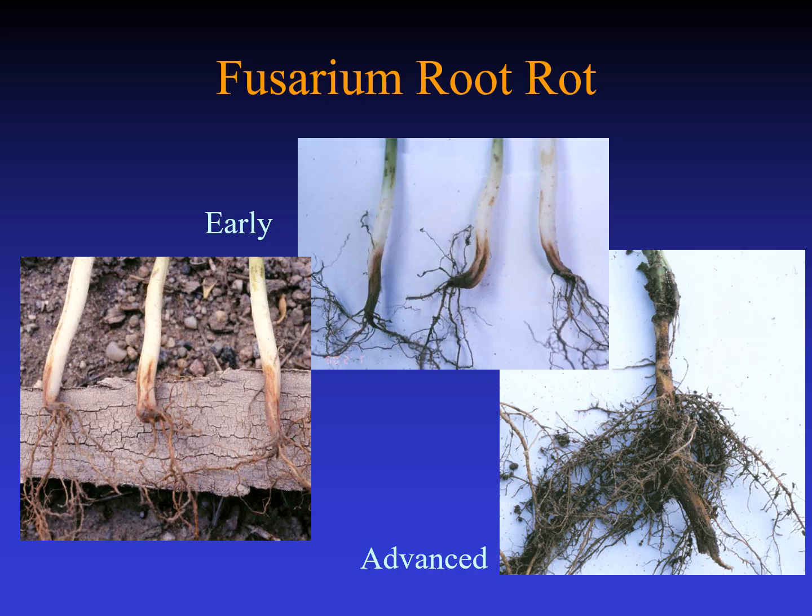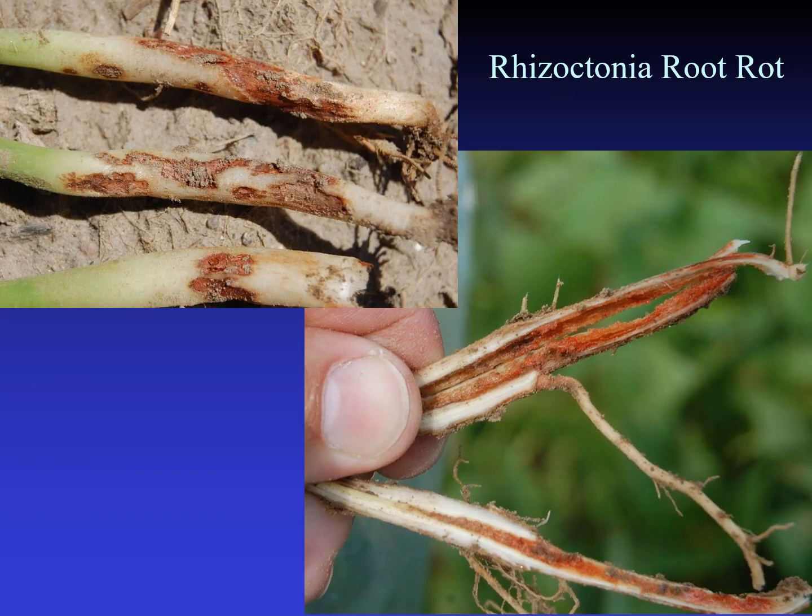Rhizoctonia looks a little bit different than Fusarium, producing lesions that are sunken down a little bit. But if you open the stems, they have this brick red material stain on the inside. So that's something that's diagnostic for Rhizoctonia in dry beans.